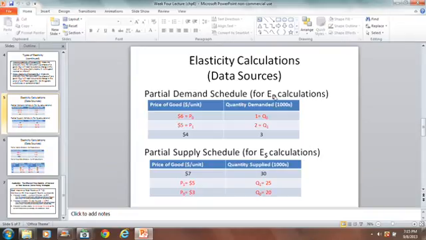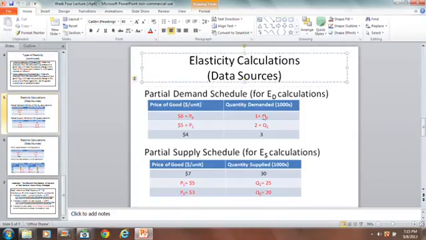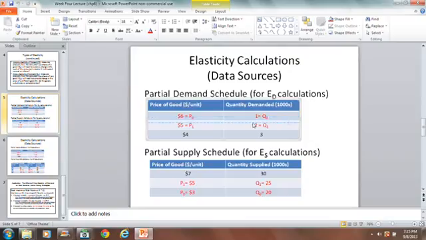And so if you notice, I've used the symbol E sub D for price elasticity of demand. And so we'll use the data from the demand schedule that I've created here to do the calculation. So I have a simple demand schedule, and this demand schedule contains prices, the price of the goods, $6, $5, $4, and it also contains the quantity demanded: 1,000 units, 2,000 units, 3,000 units.